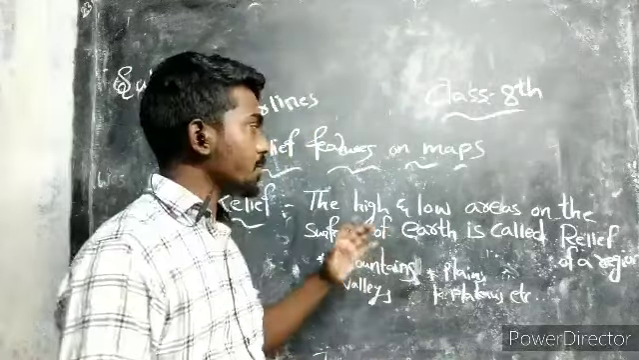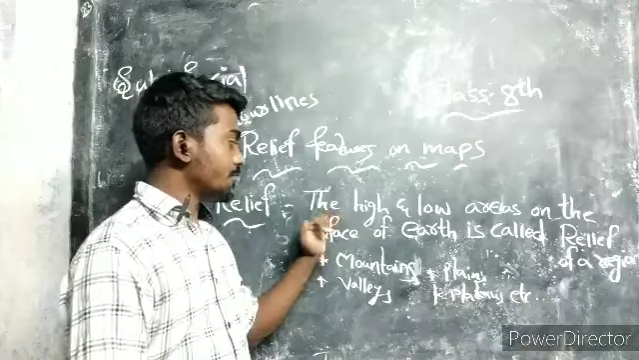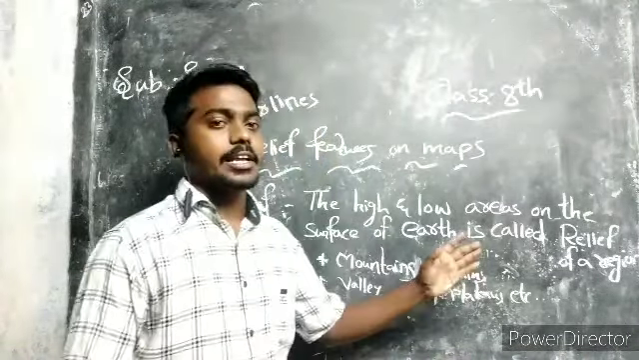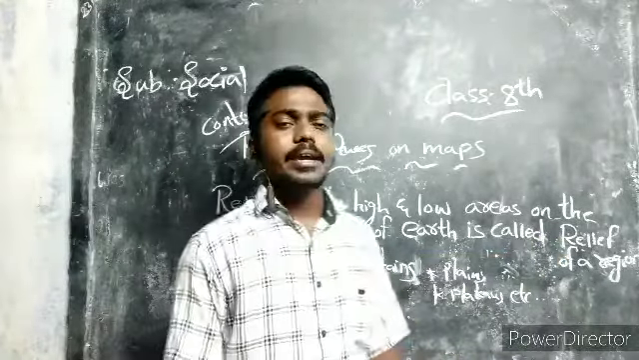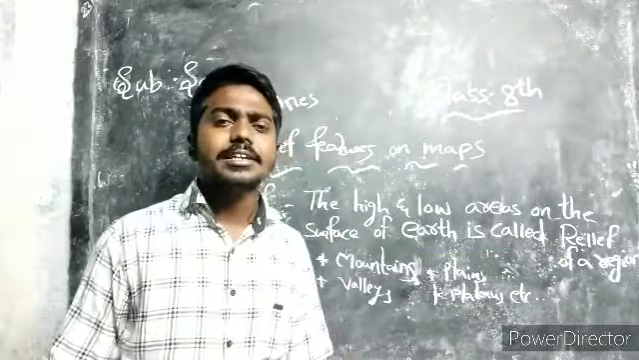Okay, up to now, what did I tell about the relief features? What is the relief? The high and low areas on the surface of the earth are called the relief of a region. Mountains, valleys, plains, plateaus, deserts, etc. are called the relief features of our earth.